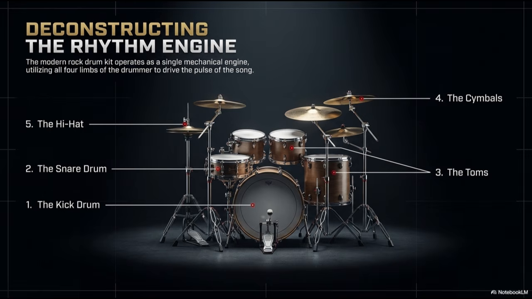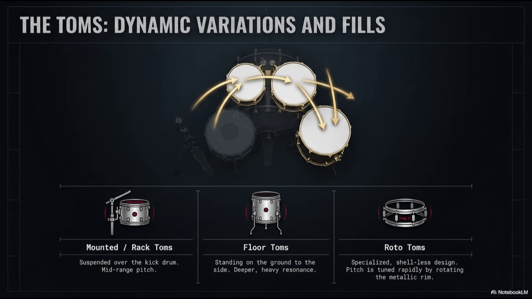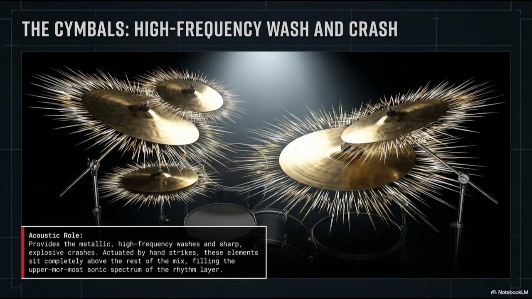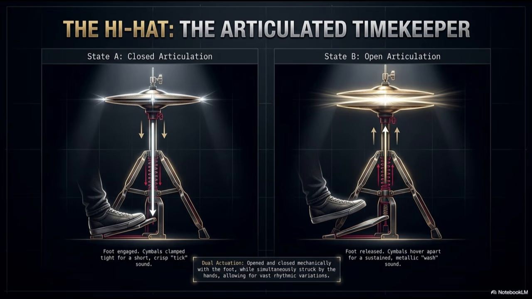And depending on the drummer's preference and style, the drum kit can include one or more, sometimes many, tom-toms. There are mounted toms and rack toms, floor toms and rototoms. Then, of course, there are cymbals, I'm sure you know what those sound like, and the hi-hat, which is a special pair of cymbals that you open and close with your foot.